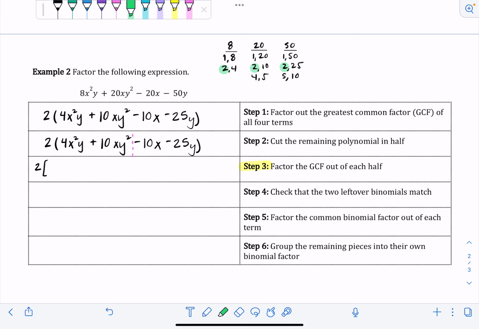I'm going to focus on one half at a time. So the first half is 4x squared y plus 10xy squared. So between 4 and 10, the GCF is 2. They're both divisible by 2. And then there's an x squared here and an x to the first power there, so I can pull out an x to the first power, and then a y and a y squared. So I can factor out a y to the first power as well. And then have something left over inside the parentheses.